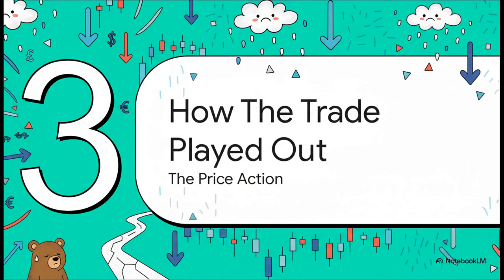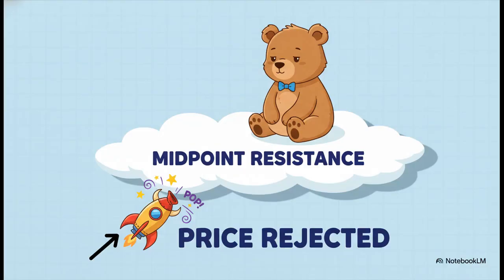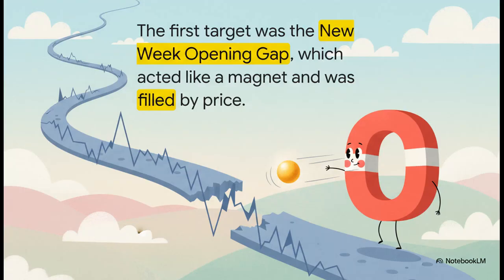This is where the theory meets reality, where the rubber meets the road. And to absolutely nobody's surprise, the first thing that happened was a hard rejection right at our daily midpoint. Price came up, tested it, failed, and sellers immediately took control. You remember those rejection wicks we were looking for? Well, that was the market showing its hand right there. Now, once price was rejected, it had a very clear destination. The first logical target was the new week opening gap sitting just below. Gaps like this, they often act like magnets for price, and filling them becomes the market's first order of business.